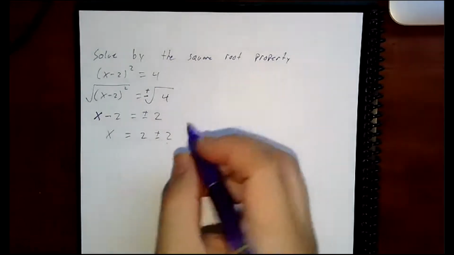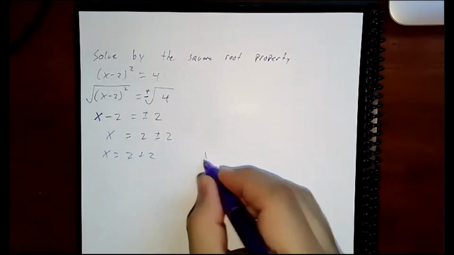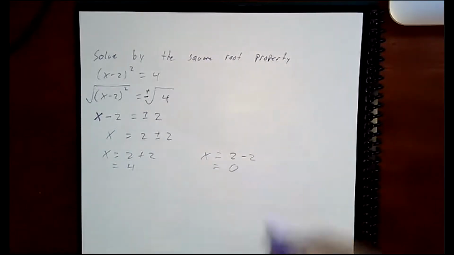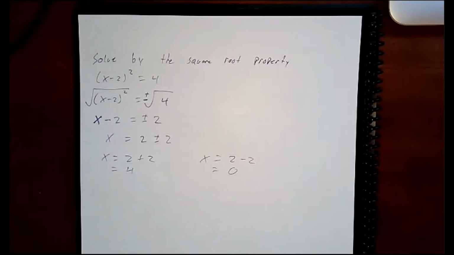It looks weird, but really it's just saying x is equal to 2 plus 2, and x is equal to 2 minus 2, which is really just 4 and 0. So if you look at it separately, it's not a big deal. Just don't forget the plus or minus. Okay. Let's do one more of those just in case.